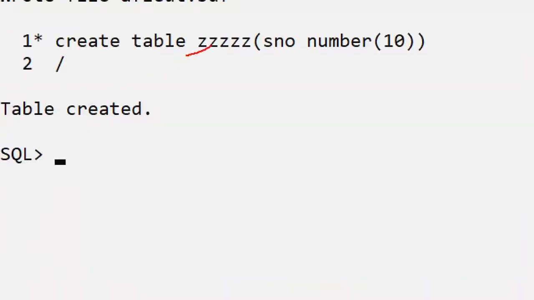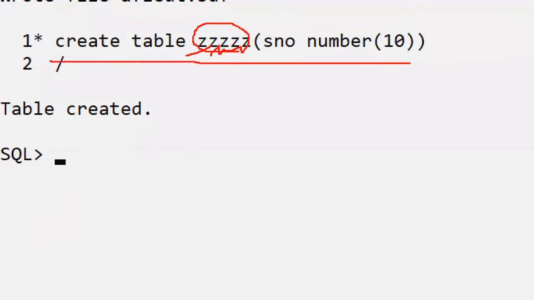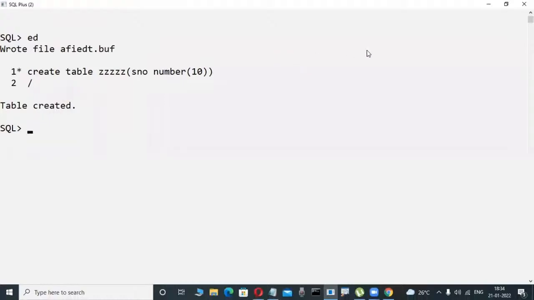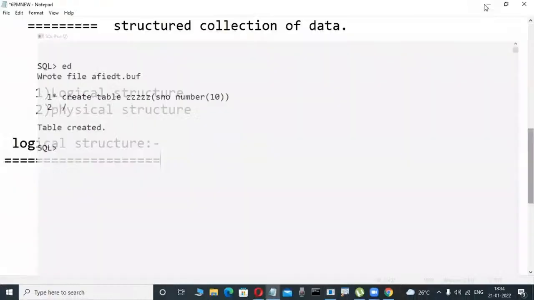Slowly observe it here. Z is the name I am giving. The table I am creating is only in my Oracle database, or SQL Server database, or MySQL database. I am creating a table. Okay, fine, the table is created. Slowly observe it here. This table is created.